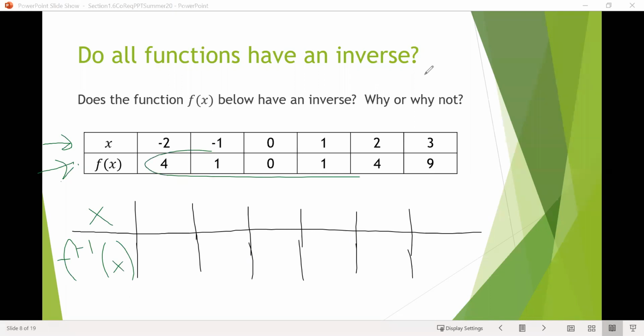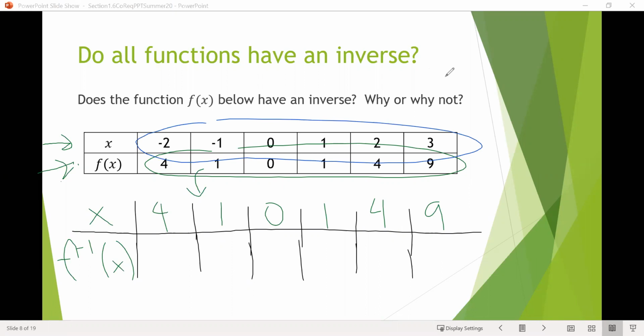So for the inverse function I'm trying to create down here, all of these outputs should become the inputs. So 4, 1, 0, 1, 4, 9. And then all of those inputs across the top will become the outputs down here, right? So I have a -2, -1, 0, 1, 2, and 3. And when I write the potential f inverse function like that, and you look at it, do you see, is that a function? Hopefully everyone just said a collective no, right?